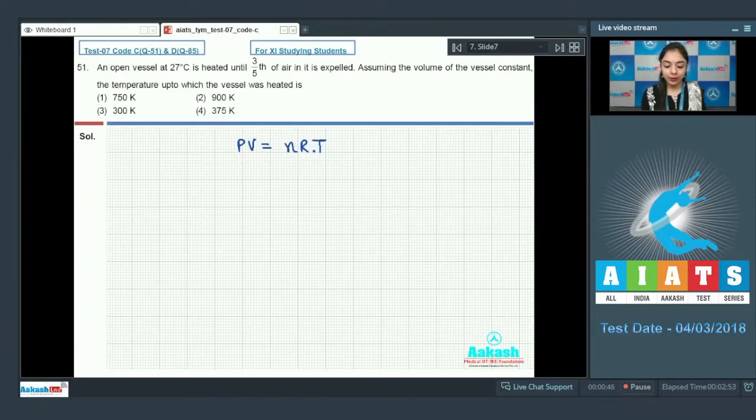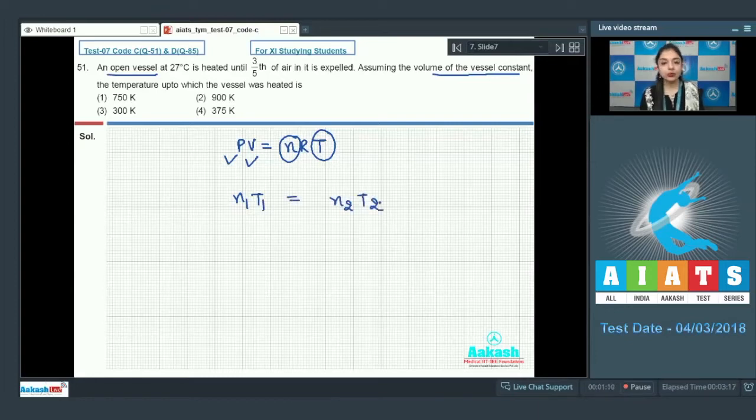Now here it is given open vessel, which means pressure will be constant, and you have also been given that assume the volume of the vessel is constant. So the only variable here is number of moles and temperature. So we can write it like this: N1 T1 is equal to N2 T2. I hope this is clear to you. And the initial temperature is 27 degrees Celsius. So convert this into Kelvin, it will be 300 Kelvin.